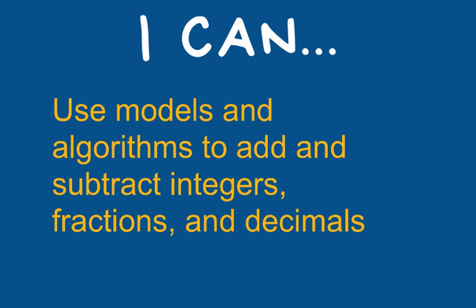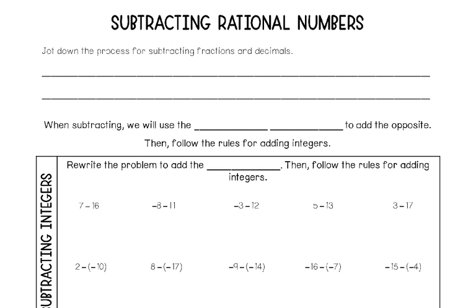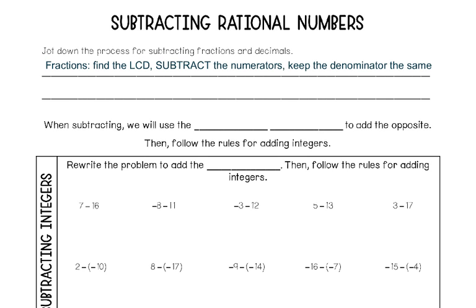Before we begin, go ahead and flip back to the previous intro to rational numbers or the last lesson. What I want you to do is jot down the process for subtracting fractions and decimals. We talked about this in the intro to rational numbers. You might want to flip back, go ahead and pause the video, write that down, and then come back to check.